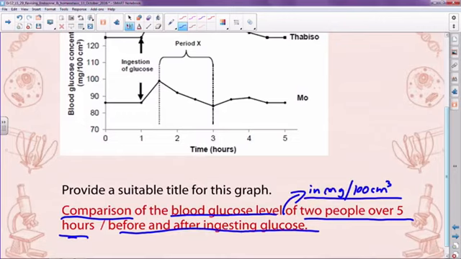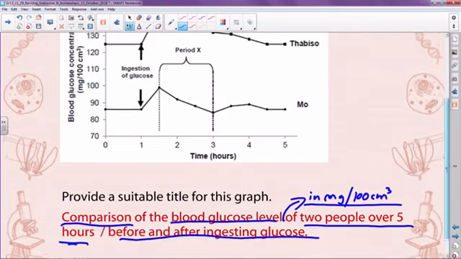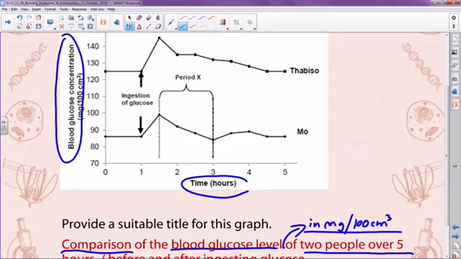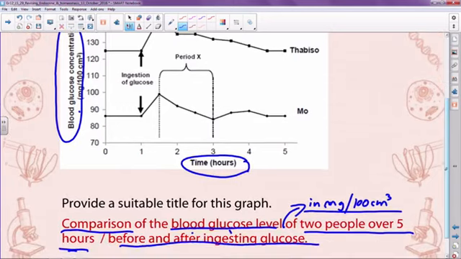Okay, why would that be an appropriate title? The main reason is it is using both axes. In a title, both your axes have to be inside the title. So the two things is blood glucose concentration, blood glucose levels in milligrams, and time in hours. And then before and after, we've given them glucose. Okay, so you got to make sure that everything works out perfectly.